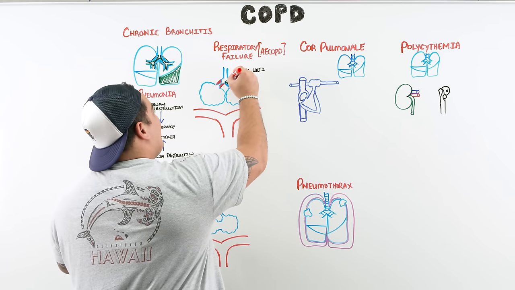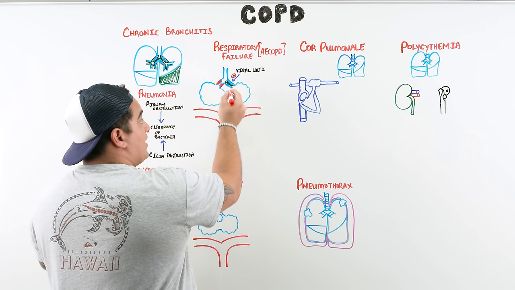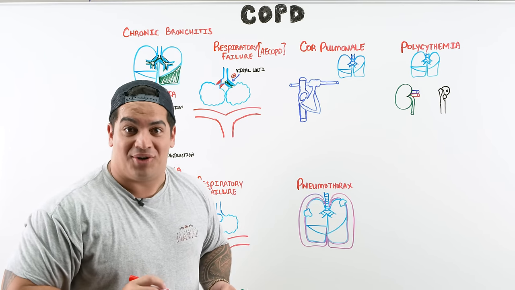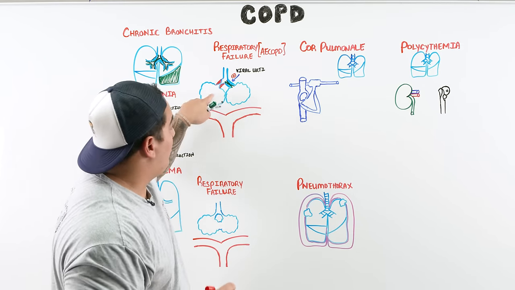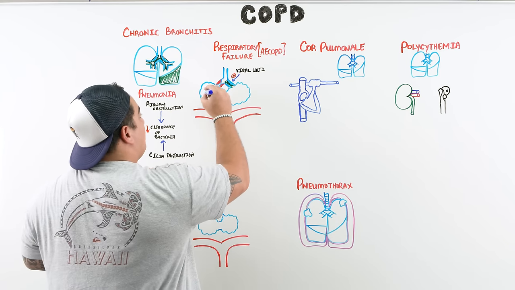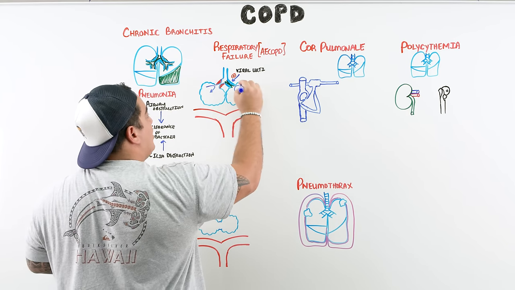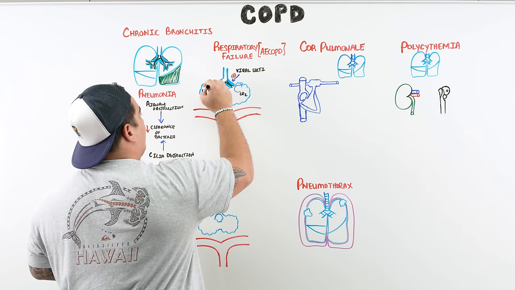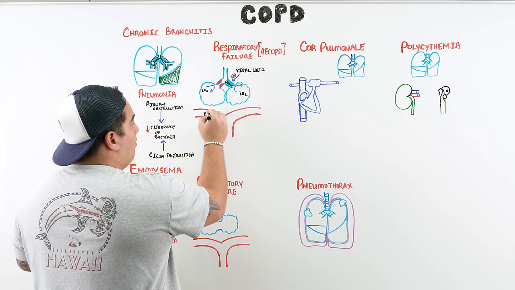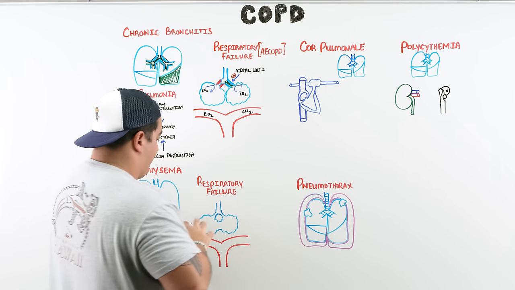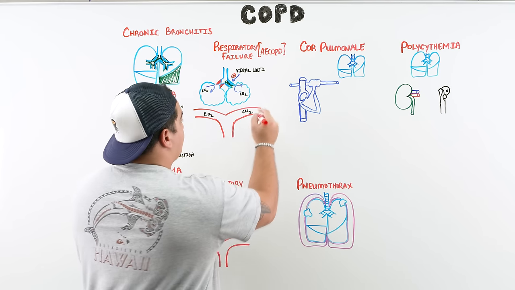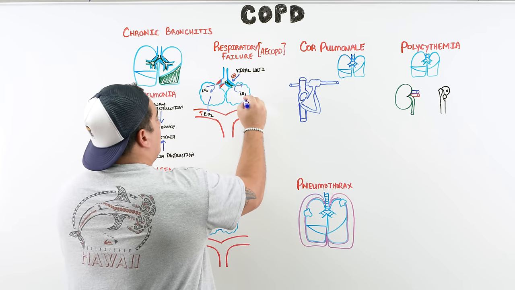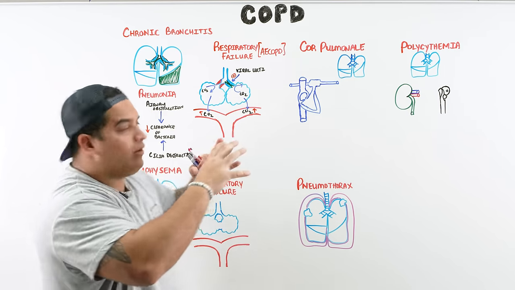Now, if I increase the inflammation within the airways, I'm going to cause more bronchospasm, more mucopurulent production within the airways, and that's going to cause airway obstruction. If I get an increase in airway obstruction, it makes it even more difficult to get CO2 out of the lungs. So CO2 getting out of the lungs is going to be very, very difficult because of the airway obstruction. So CO2 will build up in the bloodstream as a result. That's called hypercapnia, right?